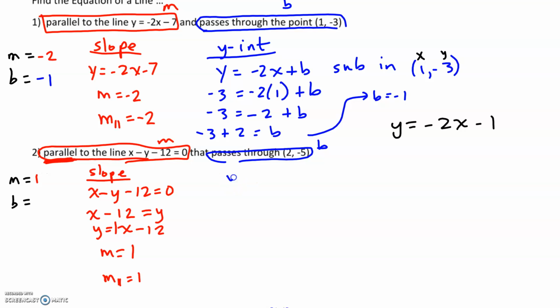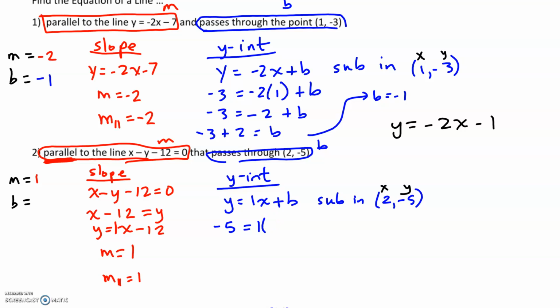So now I'm going to find my y-intercept. To find the y-intercept, we're going to use this point. But first we write what we know so far. So what we know so far is y equals 1x plus b. And we're going to sub in 2, -5. So I have my x value and I have my y value. -5 will go where y is, and 2 will go where x is. So I have -5 equals 2 plus b. I'm going to subtract 2 from both sides, and -5 minus 2 will give me a -7.